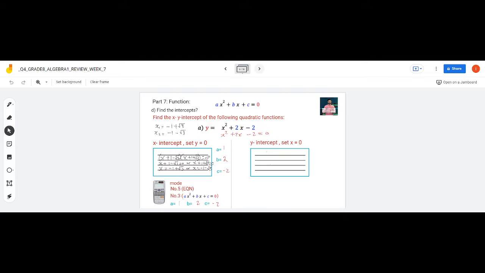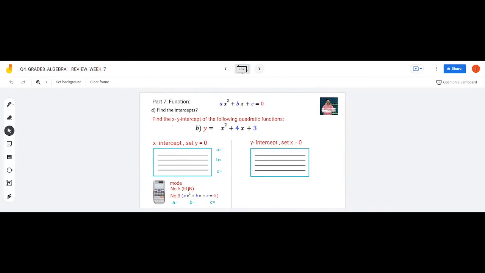Y-intercept, very easy. We write down our equation. Y equals x squared plus 2x minus 2. As you can see right there. And wherever there's an x, we just put a 0. And now we can evaluate. So that's 0, that's 0. So what's left? -2. And that's how we do those type of questions, my students.